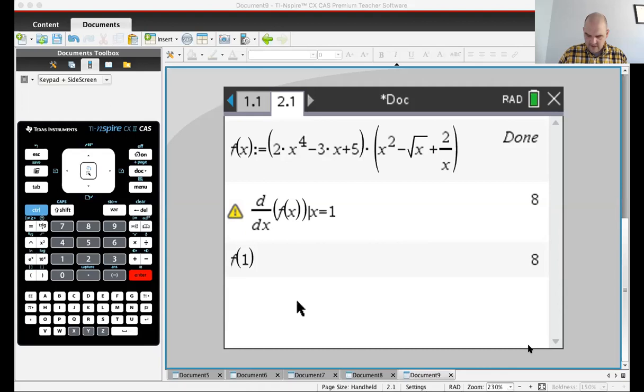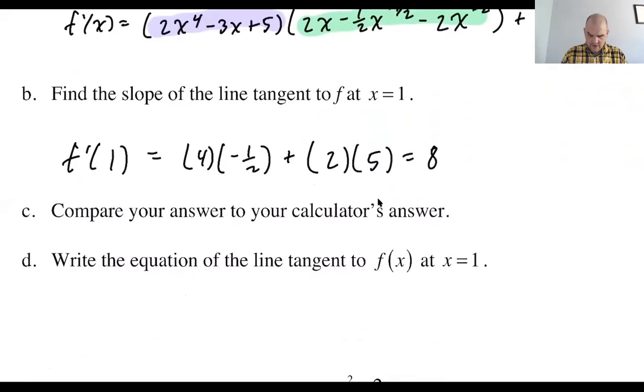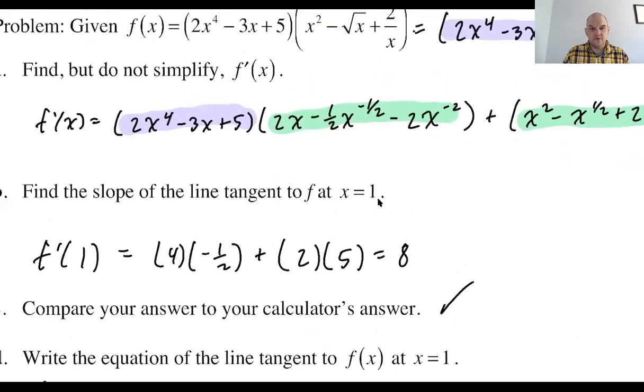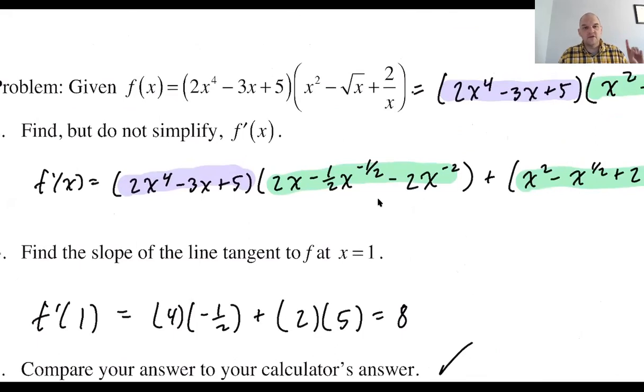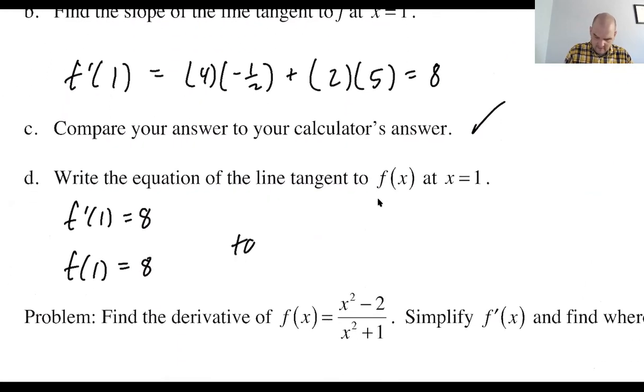So let's indicate that we checked, I guess. I'm going to put a check mark here, right? Compare your answer to your calculator's. Check, same answer. All right, so we found f prime of 1 is 8. We also know that f of 1 is 8 because we cheated and used the calculator, but you could go up here. You get 2 minus 3 is -1, plus 5 is 4, and then times 2. So yeah, 8.